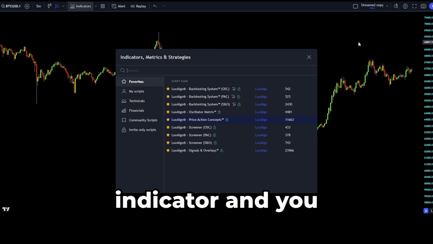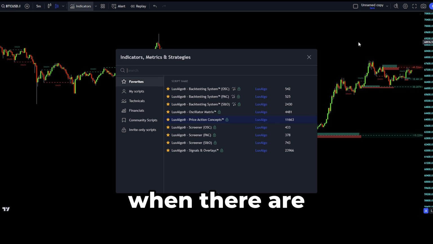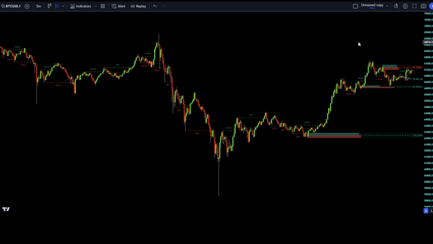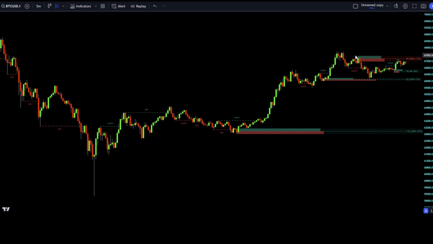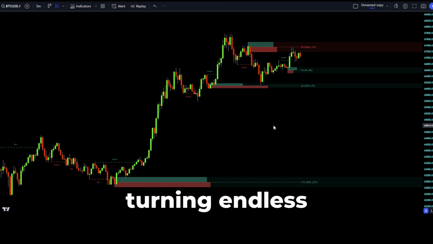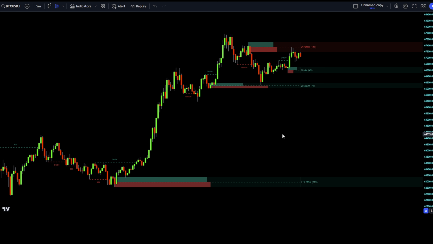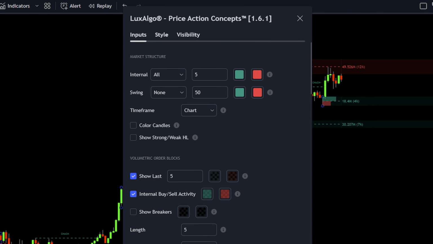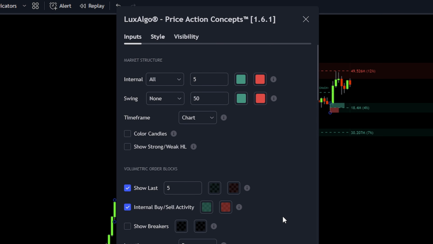It's a paid indicator, and you might wonder, why pay for something when there are free options? I get it. I was there, stuck in a cycle of no profit with free indicators for years. Switching to LuxAlgo Premium changed everything for me, turning endless losses into real profits. As we explore setting up LuxAlgo, remember, investing in the right tools can be the best decision for your trading success. Now let's open the settings by double-clicking on it and adjust it for this strategy.